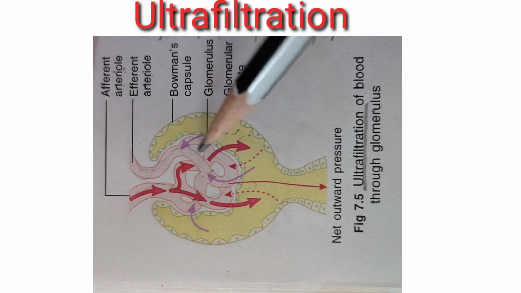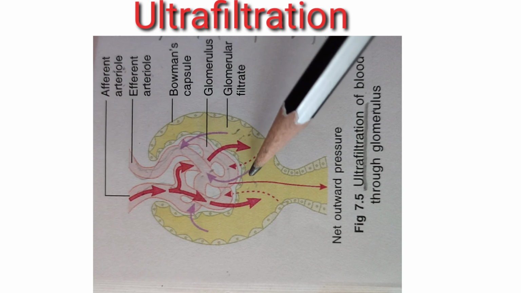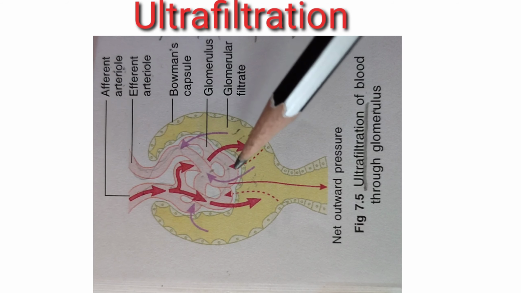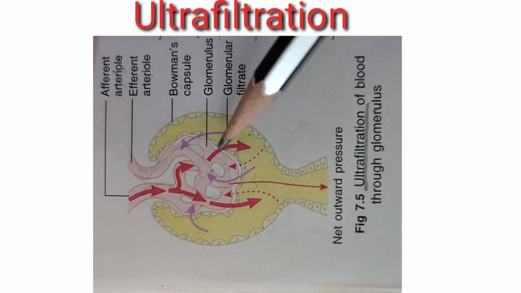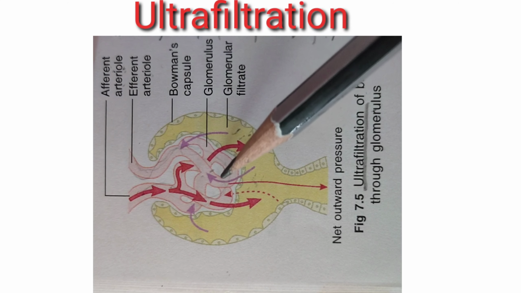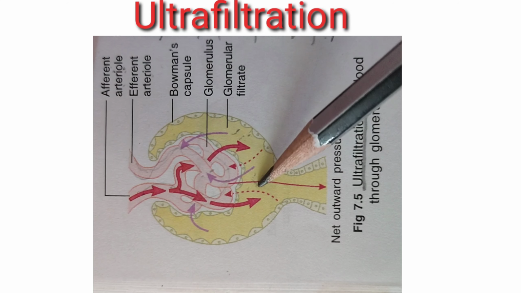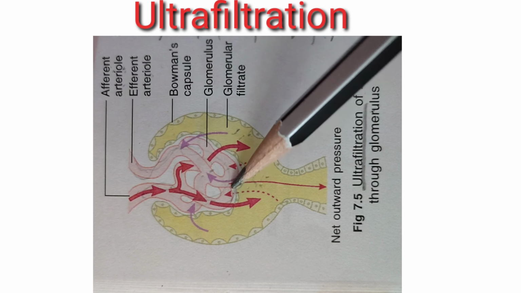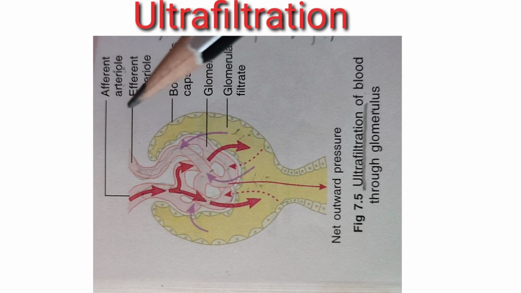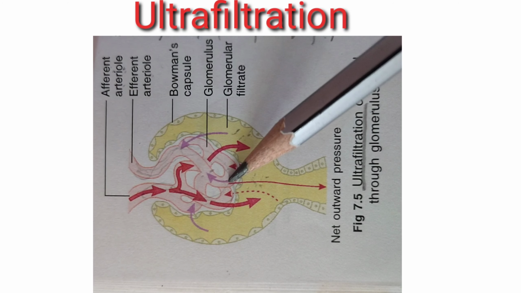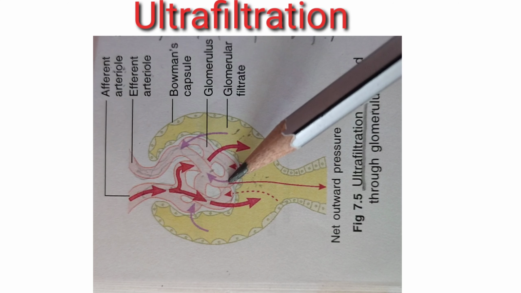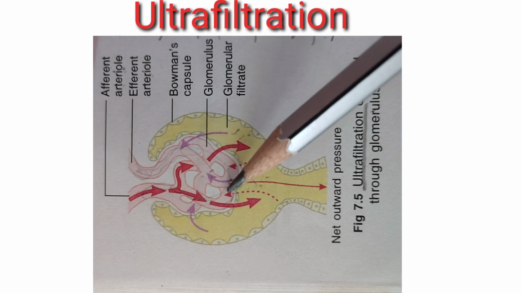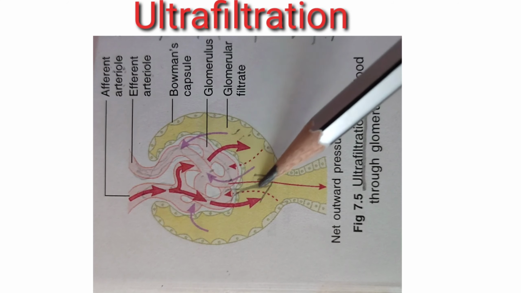So what happens is, this glomerulus and your Bowman's capsule are separated from each other only by a one-celled thick endothelium cell in case of glomerulus and epithelium cell in case of Bowman's capsule. So when the blood passes through this glomerulus, substances which are smaller in size than the pores present in the glomerulus move towards your renal tubule.